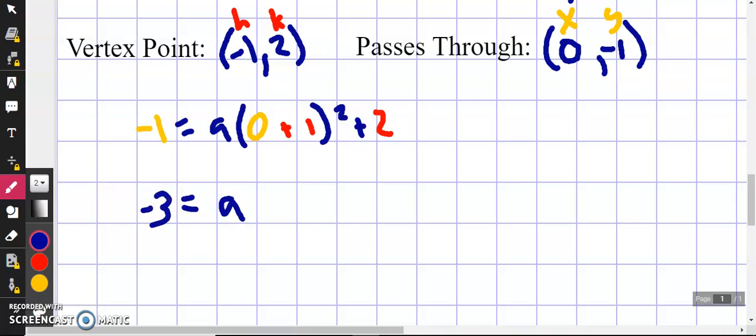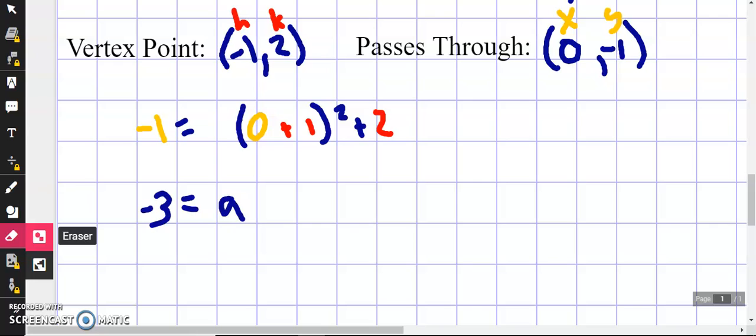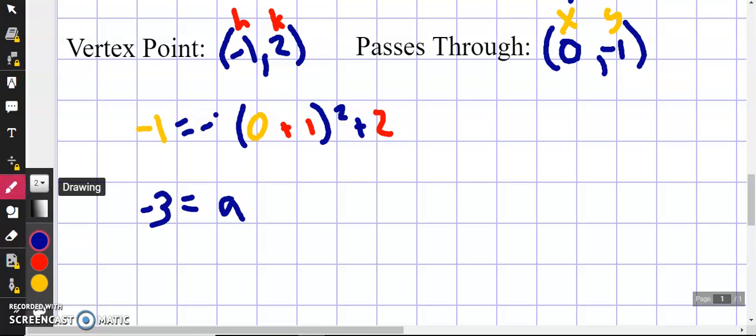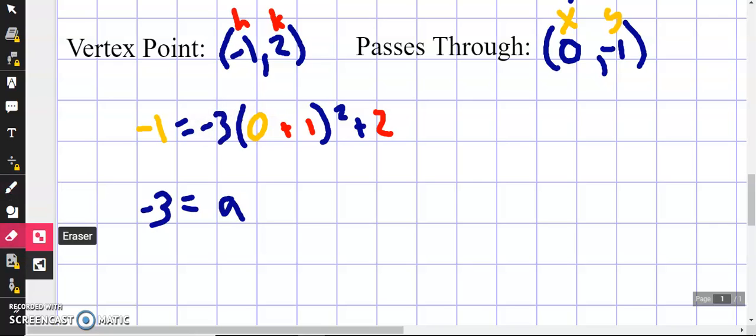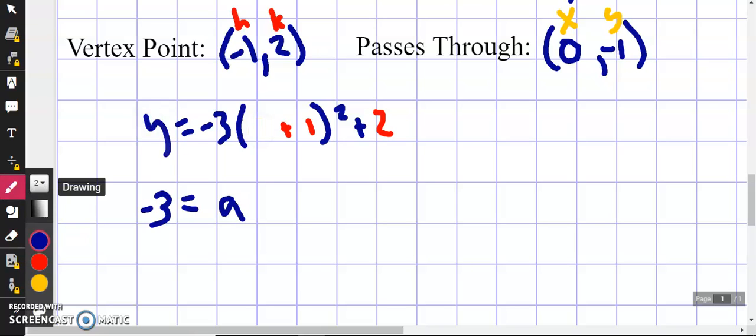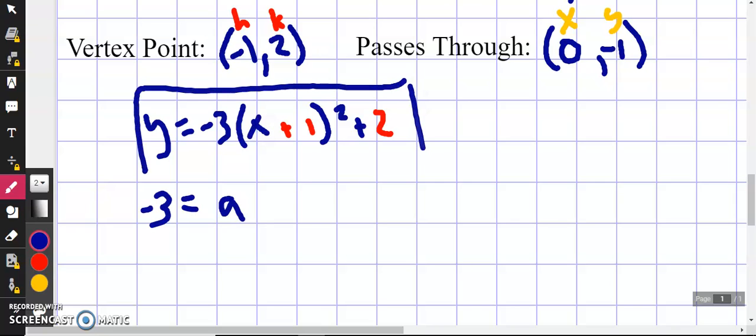To get my final answer, I'll put -3 where the a was, and I'll put the x and y back the way they were. And so here is my equation in vertex form.